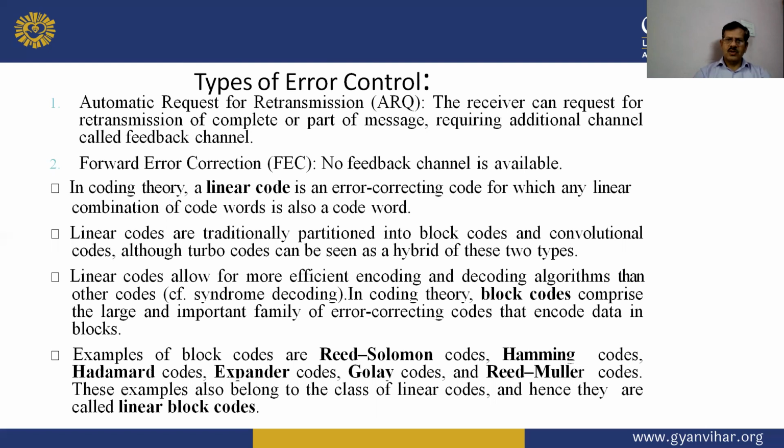In coding theory, block codes comprise the large and important family of error correcting codes that encode data in blocks. Examples of block codes are Reed-Solomon codes, Hamming codes, Hadamard codes, expander codes, Golay codes, and Reed-Muller codes. These examples also belong to the class of linear codes, and hence they are called linear block codes.